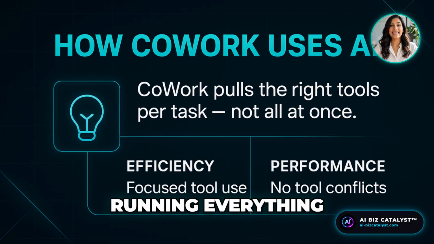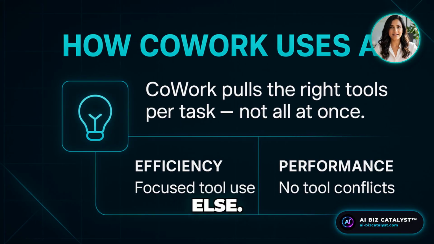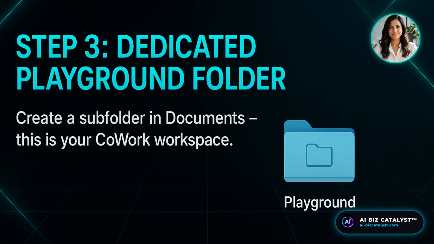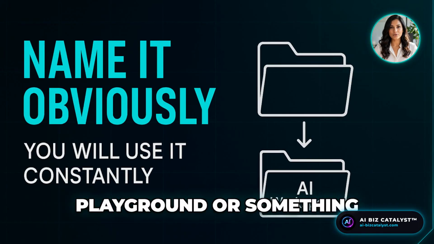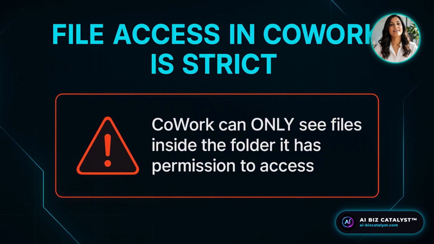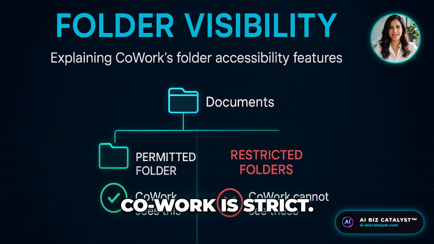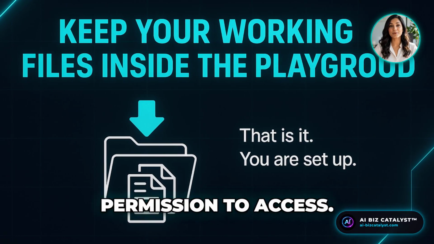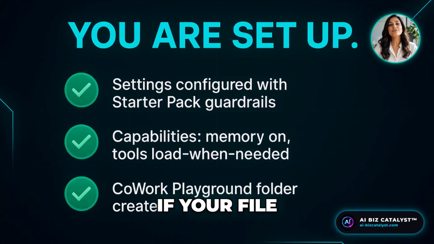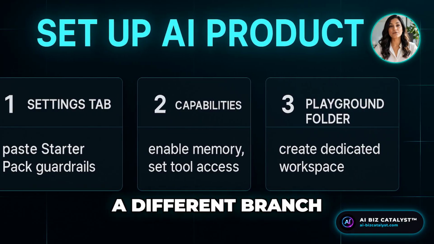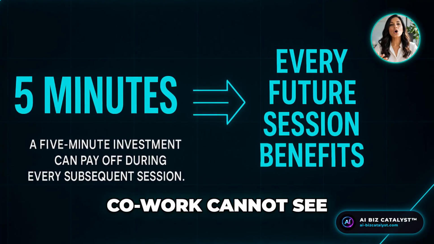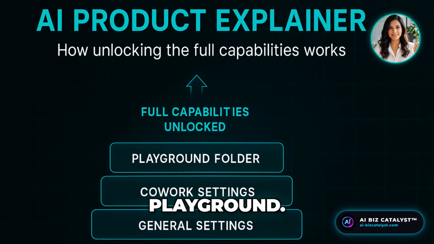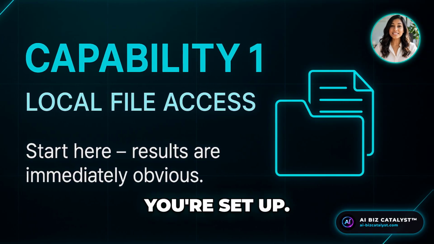One last thing, and this trips people up more than anything else. Create a dedicated subfolder in your Documents folder. Call it CoWork Playground or something equally obvious. File access in CoWork is strict. CoWork can only see files inside the folder it has been given permission to access. If your file is one level up or in a different branch of your folder structure, CoWork cannot see it. Keep your working files inside the playground. That's it, you're set up.